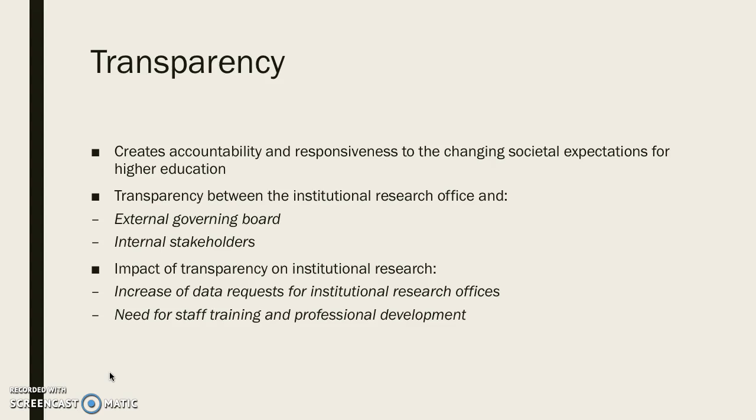There should be transparency between the institutional research office and the external governing board, like the board of trustees, who decide a lot of factors, making sure that the data between the institutional research office and the board is open between the two parties, as well as sometimes the data should be open to anybody accessing the institution's website, as well as internal stakeholders. With transparency, that means that there's an increase of data requests for the office, which is always good, as well as there needs to be more staff training and professional development for the institutional research office.